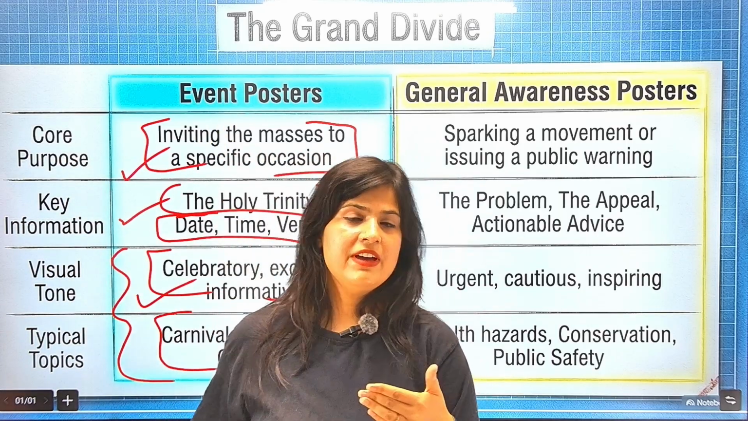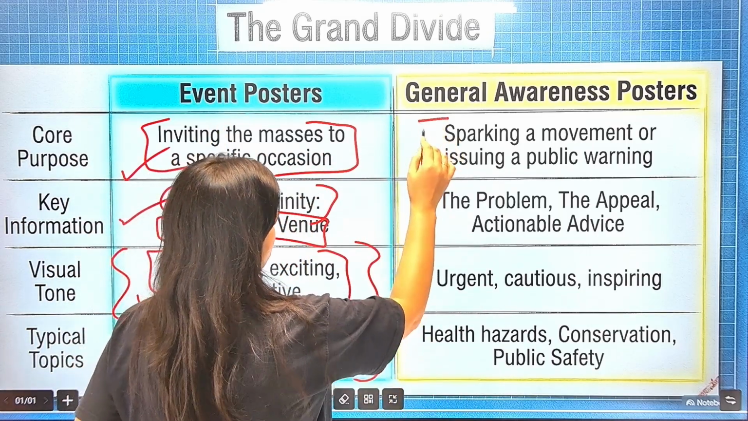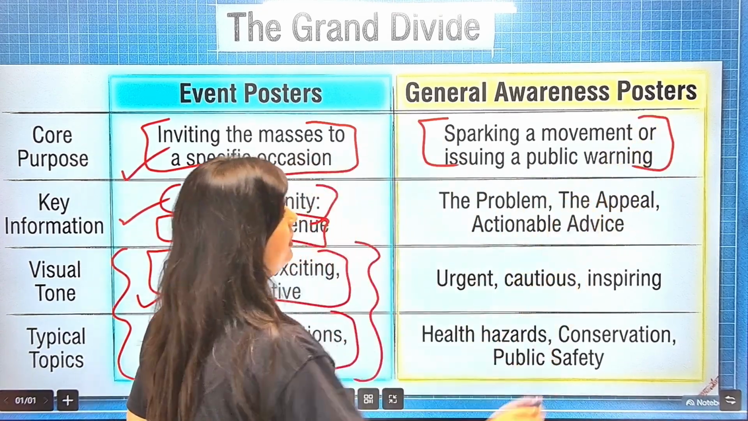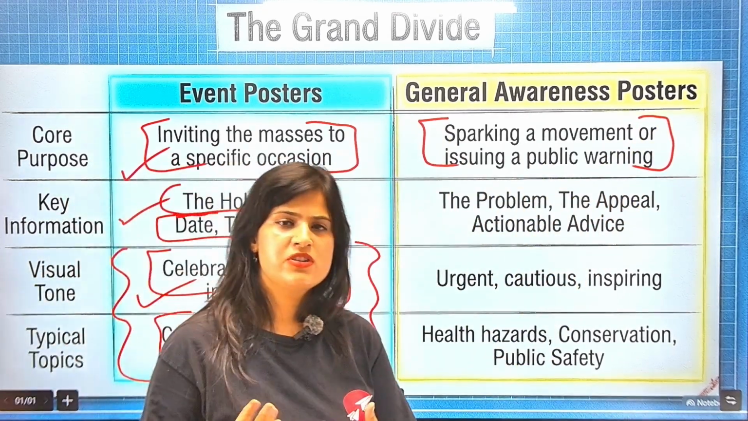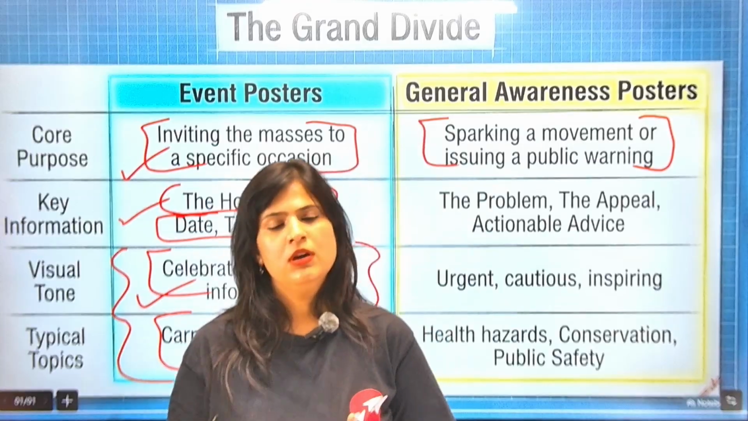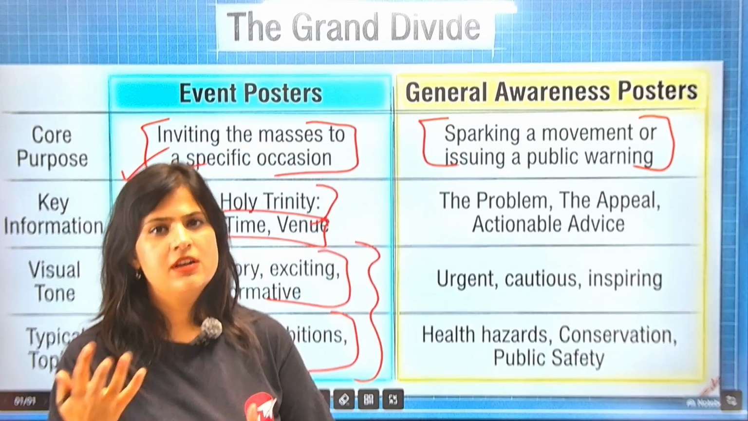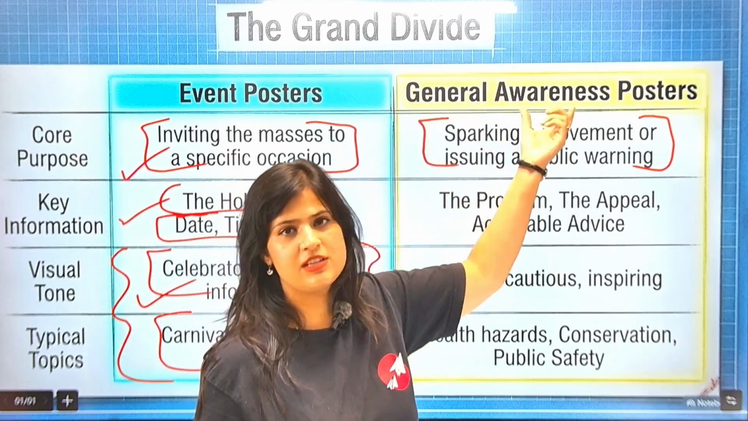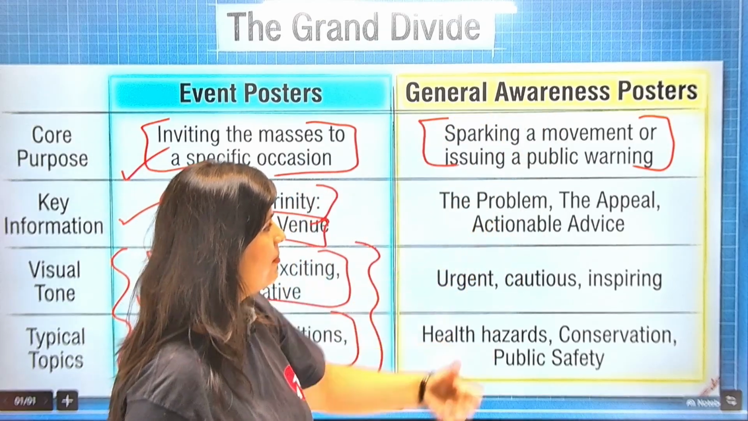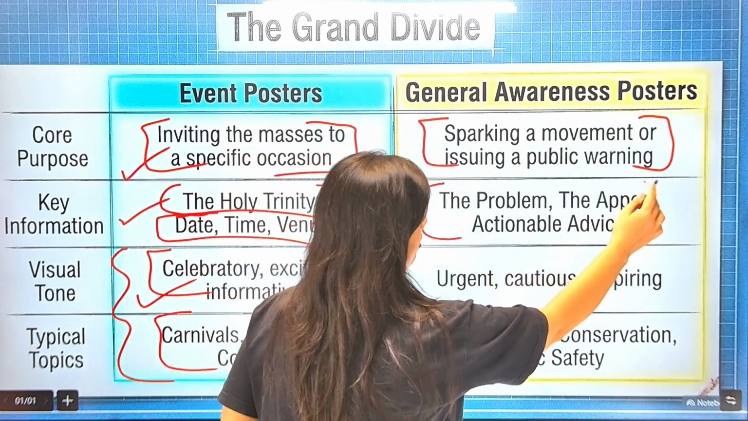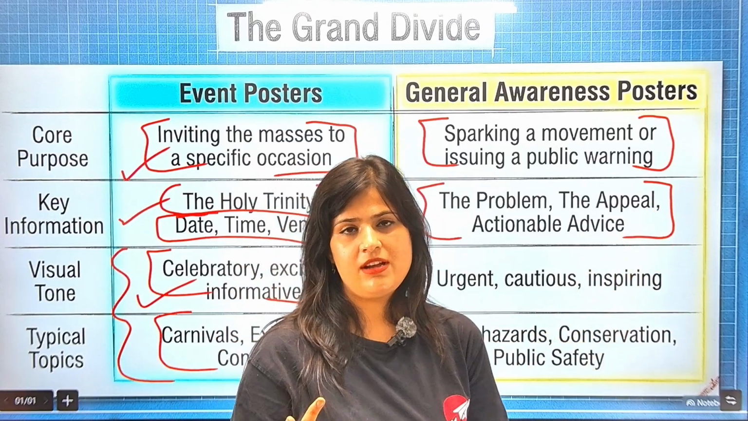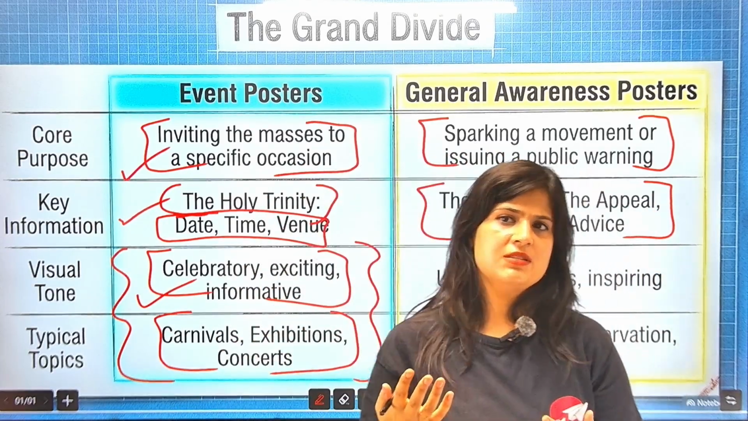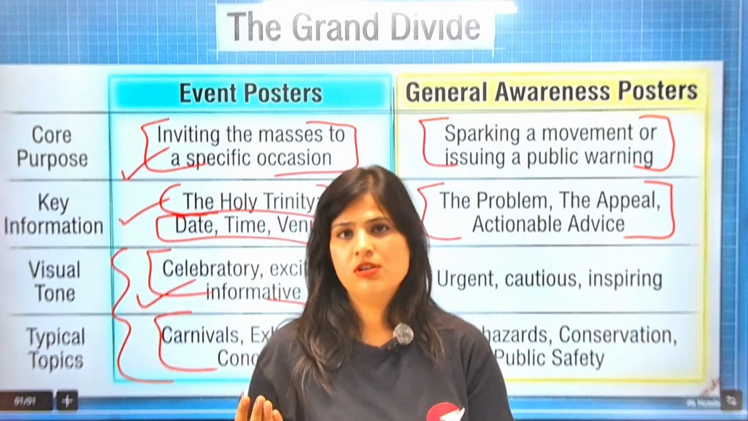Whereas general awareness posters, as I said, are going to help you issue a warning or something to the general public for just awareness, as the name suggests. The problem, the appeal, and actionable advice. So, what is the problem? What is the social problem that you've taken up? General awareness posters are generally about social problems, right?